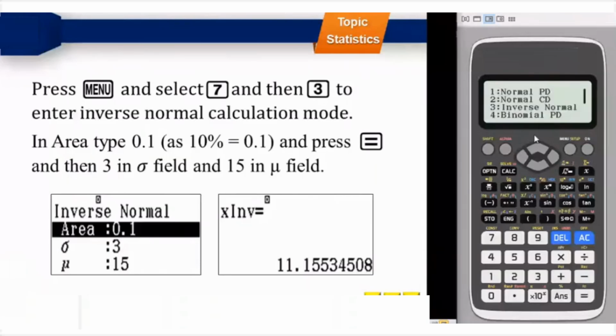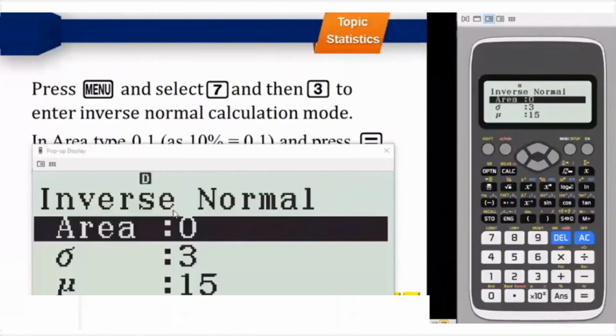When the probability is given and you need to find the value, you have to press inverse normal. So you will press 3. It will ask you what is the area. Area means the probability. If 10% is the area, 10% is the probability, 10% in decimals is 0.1. Agreed?